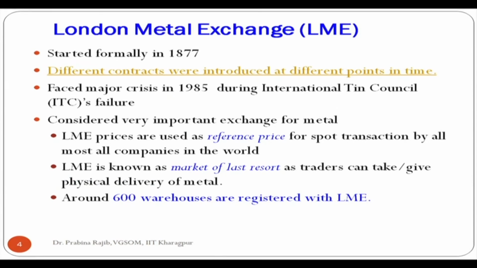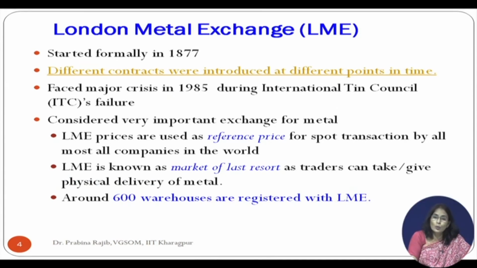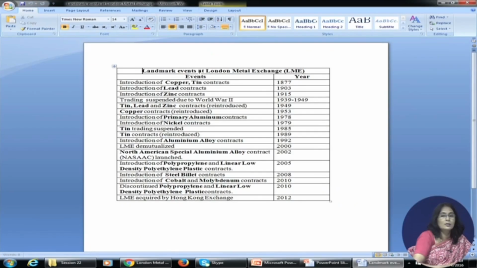Now let us go to a little bit of discussion on London Metal Exchange. It is one of the oldest exchanges. It started formally in 1877, and it still continues its operation, and it is one of the largest exchanges with respect to all the metals we discussed a couple of minutes back. Now I'll just take you through how this particular exchange has emerged since.